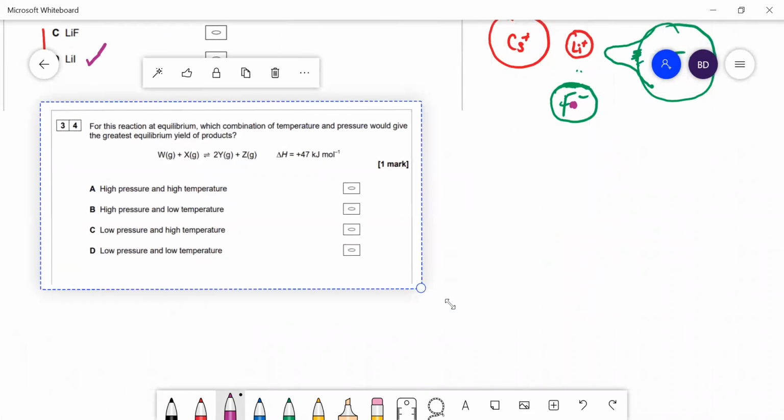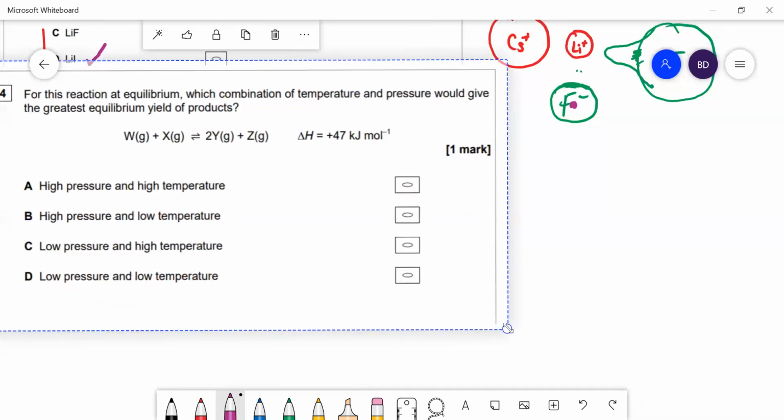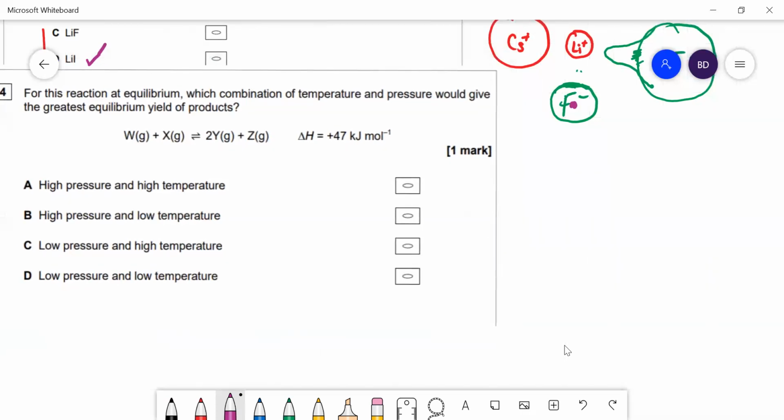Right, in equilibrium one, this is okay, almost a GCSE question. Which combination of temperature and pressure would give the greatest equilibrium yield of products? Right, so we've got 2 moles of gas going to 3 moles, so we want low pressure. So it's either C or D. It's endothermic, so if you want to push it that way, you want to raise the temperature, you want high temperature. It will try and decrease the temperature by going in the endo direction. So you want a high temperature, so D is the right answer there.